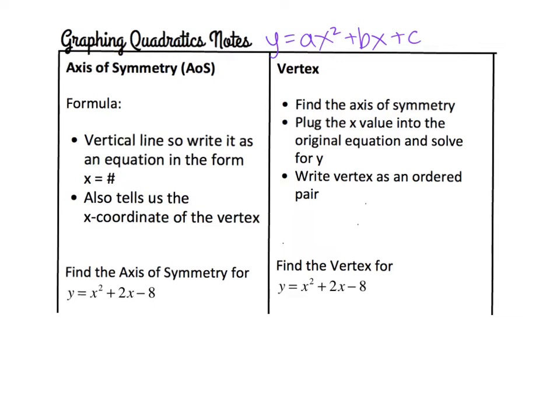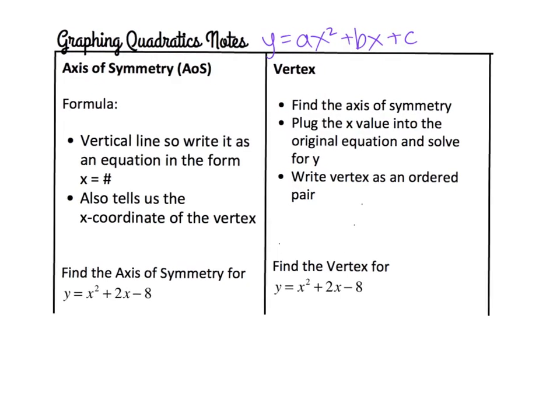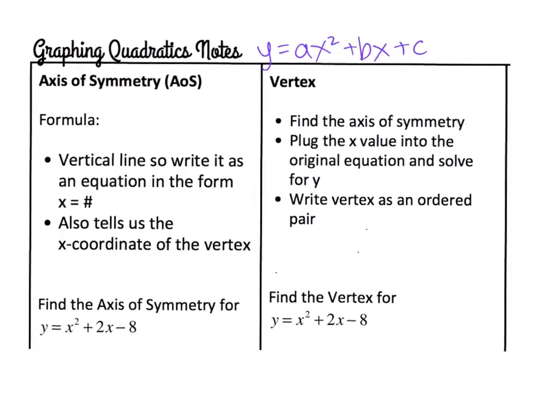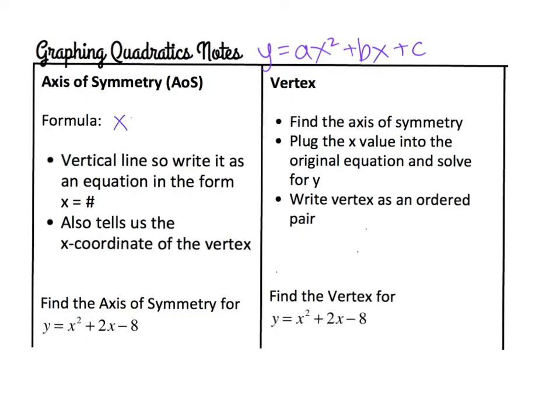So, the first order of business is to find the axis of symmetry. And remember, this is the mirror line that goes through the middle of the parabola and will help us make our graphing faster. There is a formula that helps us find the axis of symmetry, and that formula is x is equal to the opposite of b over 2a.